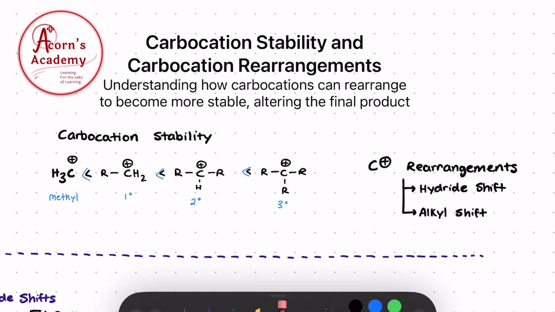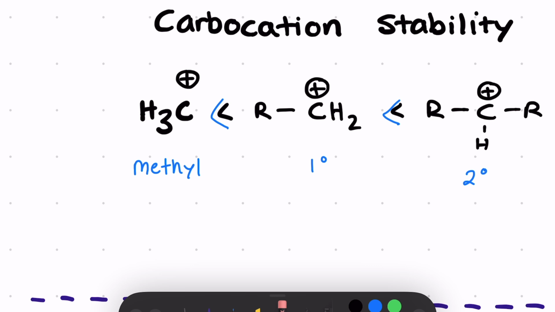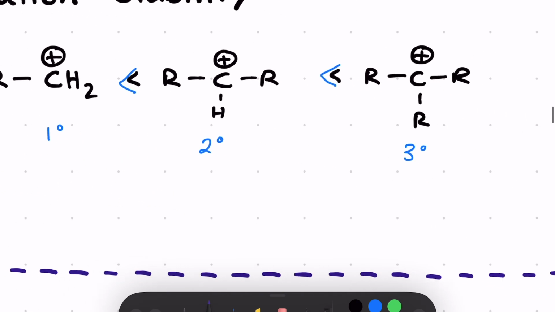So the first thing we have to consider for carbocation rearrangements is the stability of carbocations. Not all carbocations are made equal, some are more stable than others. And this little series that I have listed right here is a good visual example of the typical series that you would see in an undergraduate course. So at the very left here, I have a methyl carbocation. This is the most unstable. And way at the right, I have this tertiary carbocation that is the most stable.